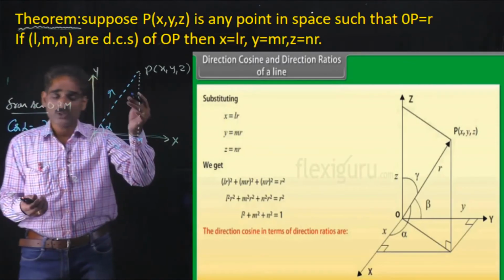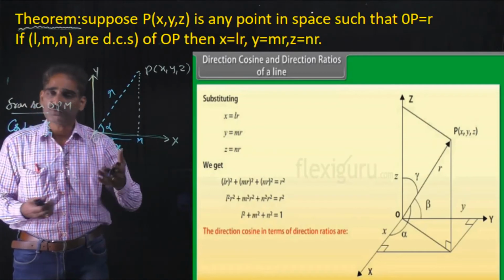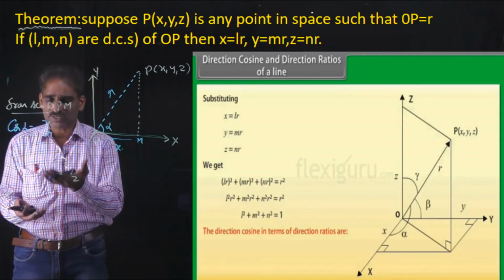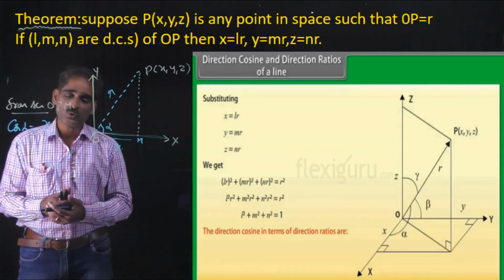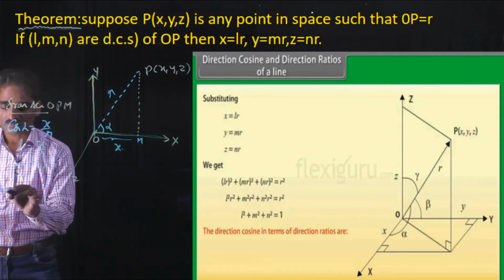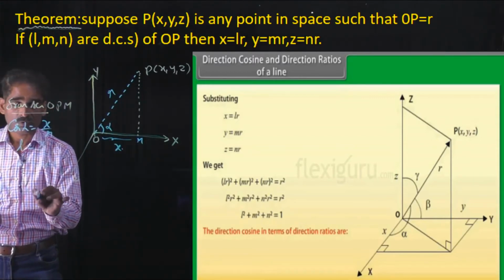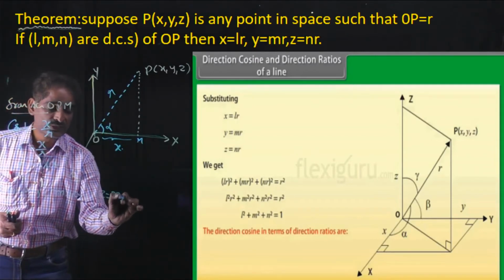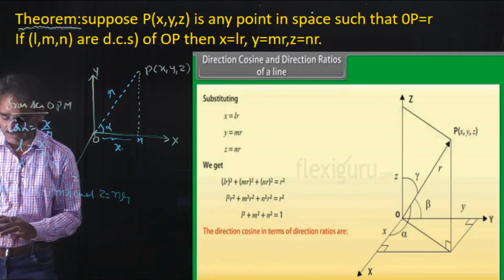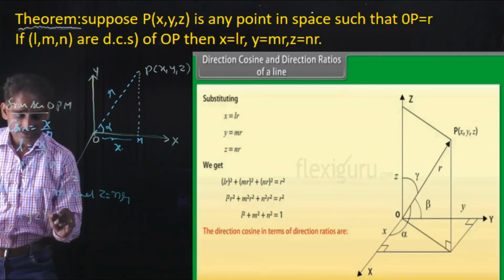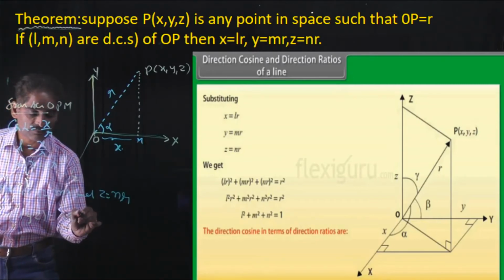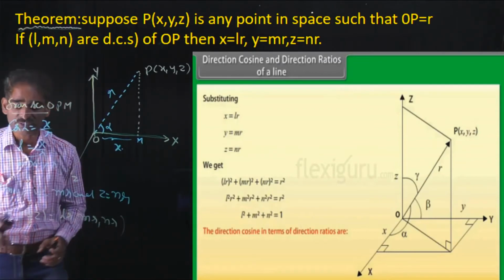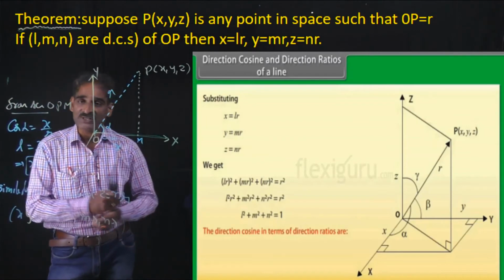Similarly, we can find out with the y-axis and z-axis. Simply, if m and n are the DCs of the line, therefore y is equal to mr and z is equal to nr. Therefore, the coordinates x, y, z are equal to lr, mr, nr. This is the best relation between the coordinates of the point, length and DCs.